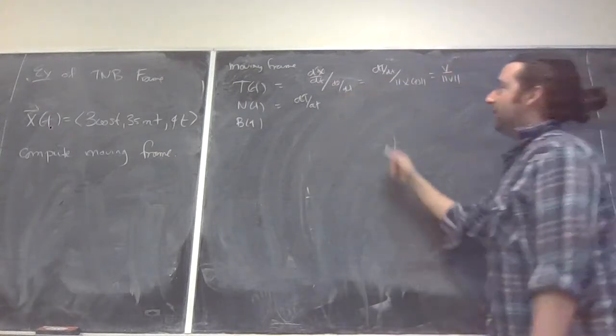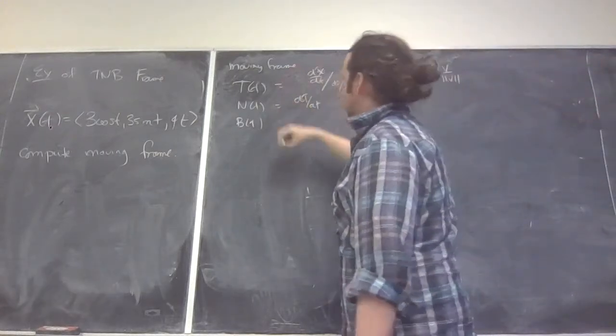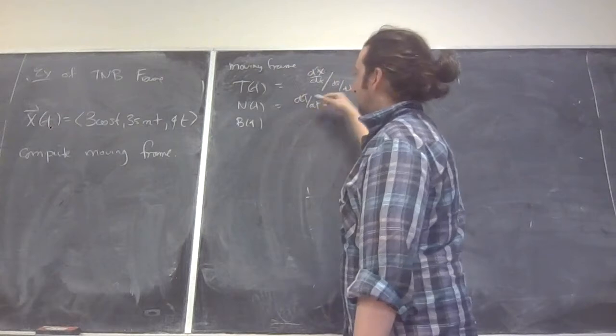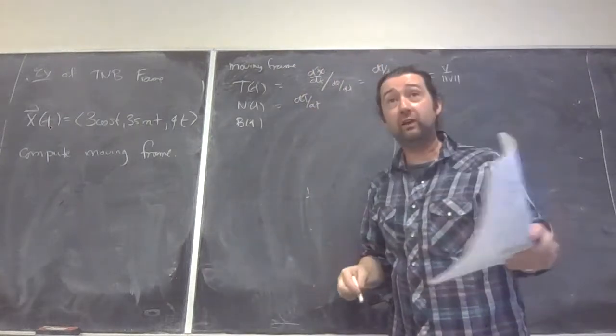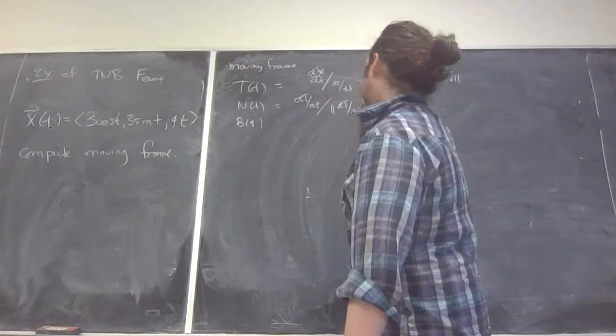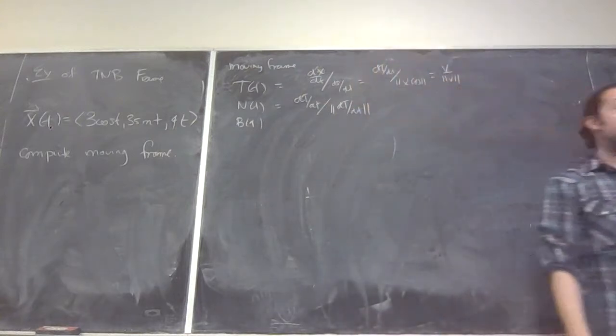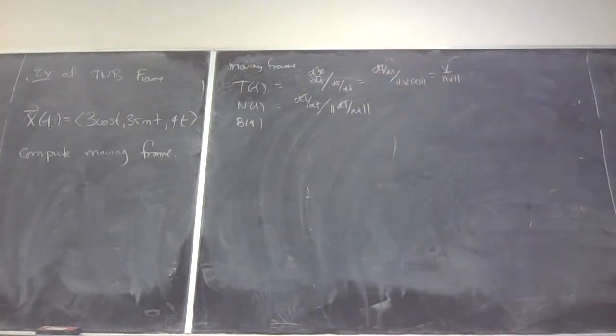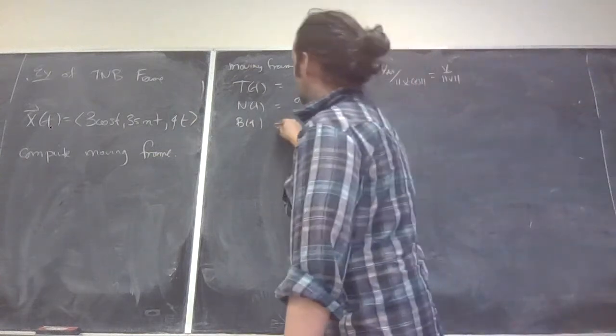Then I have to keep track of the direction of this vector, how that's changing. So I take its derivative, but it needs to be a unit vector, so I have to divide by its length. And then the binormal is a cross product. It's got to be perpendicular to the other two. Which cross product?